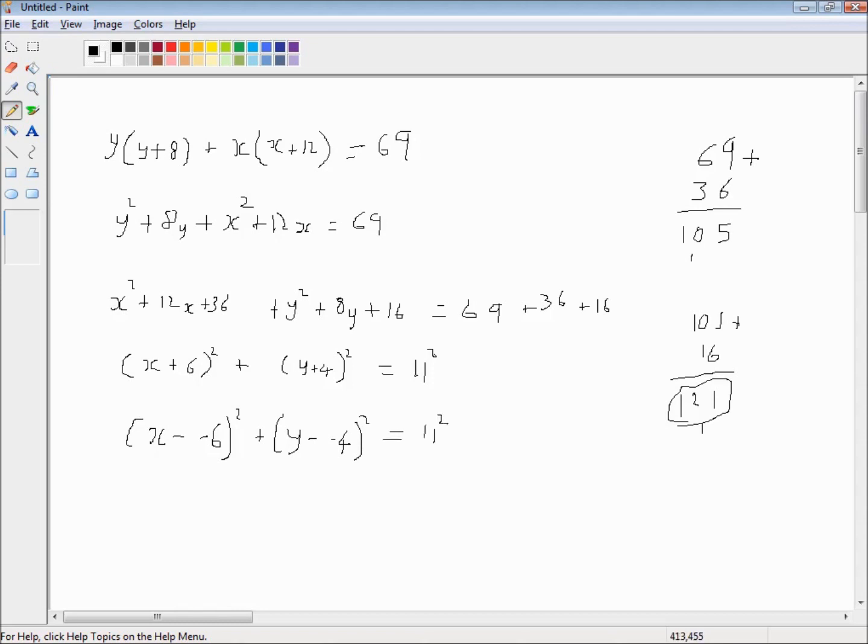So we've actually got a circle with the centre at coordinates negative 6, negative 4, and the radius is 11. If I can make that look like an 11.